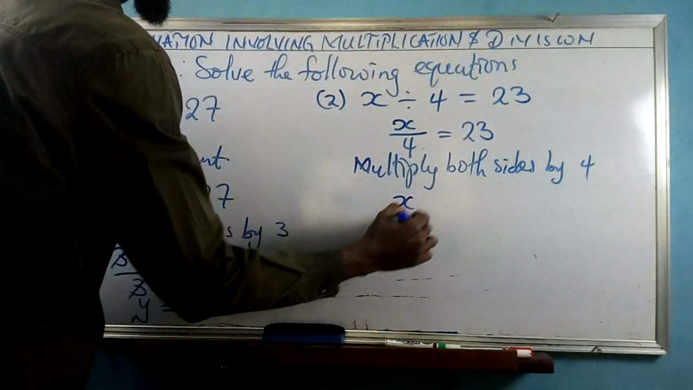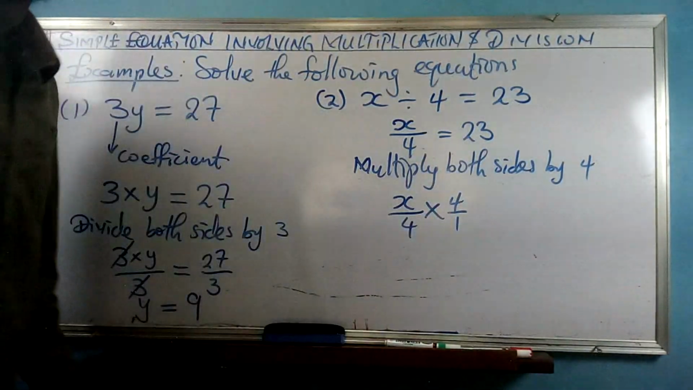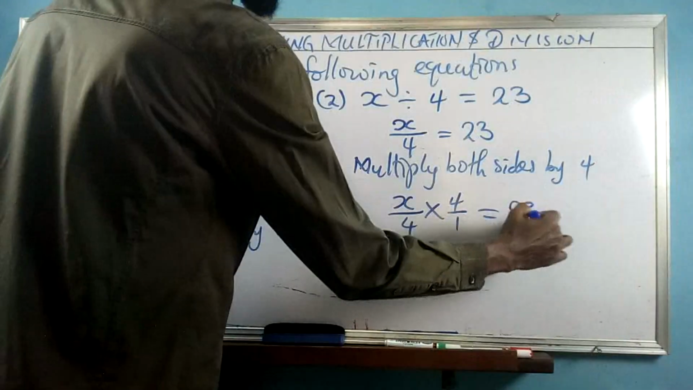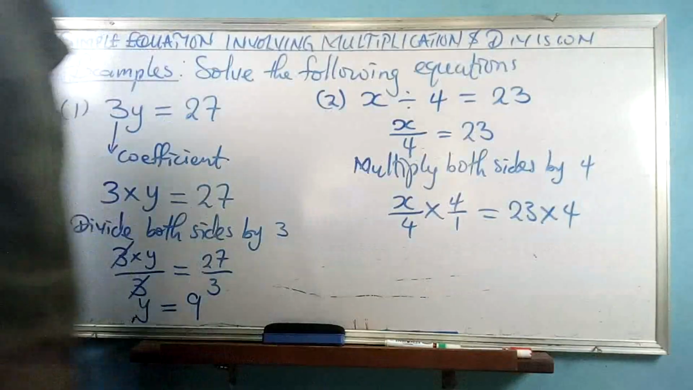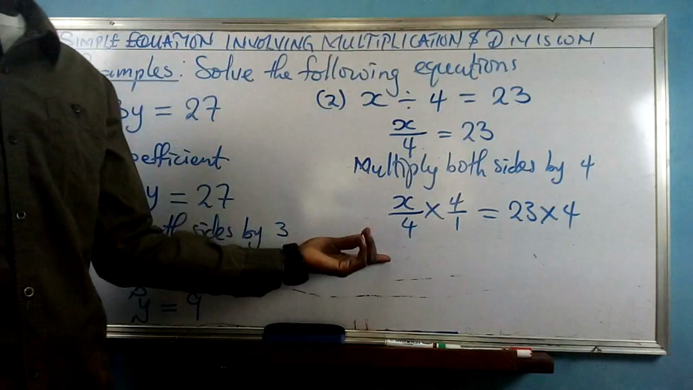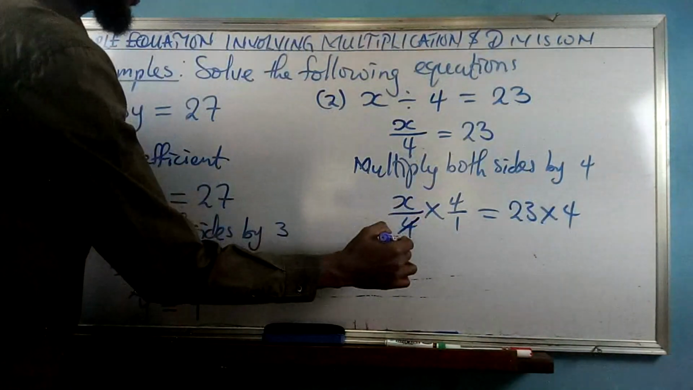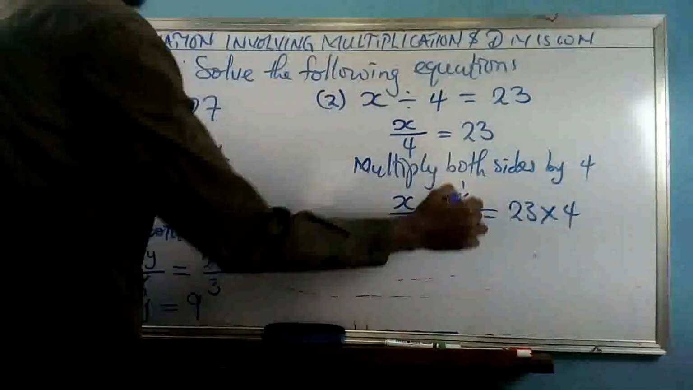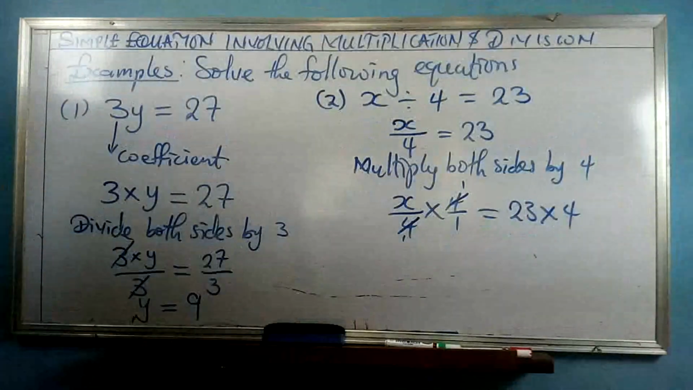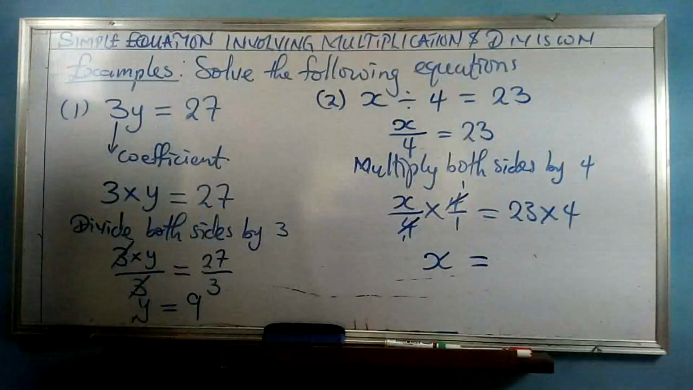So we now have x over 4 times 4 over 1. Don't forget we are multiplying by 4 now. Equals 23 times 4. Do you see that? What can we do to this one? You just cut 4 and 4. 4 can go in 4 once, and 4 can also go in 4 here once. So we have only x here now. That's x times 1, that will give us only x. You see that we're able to extract our x alone, that is unknown. Now let's go to the other side.